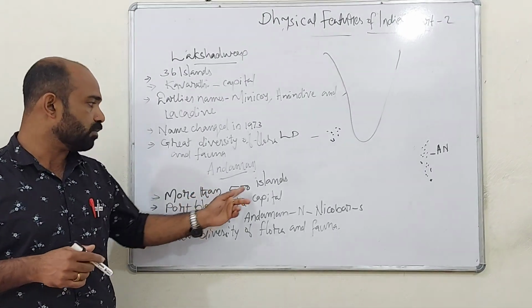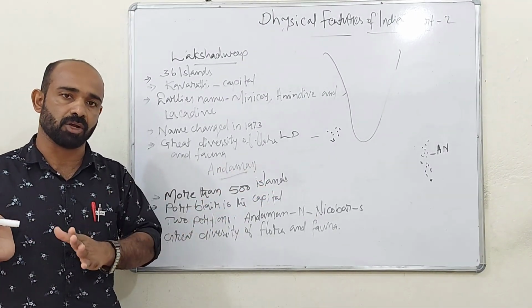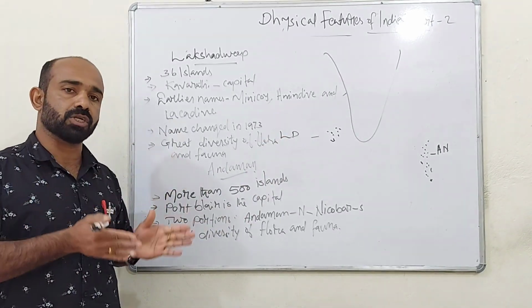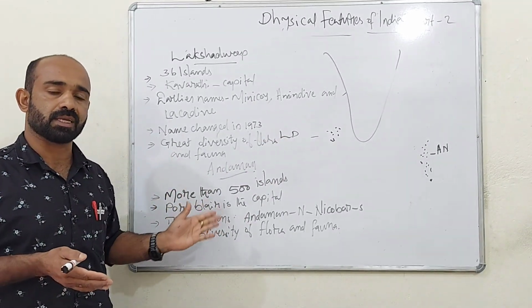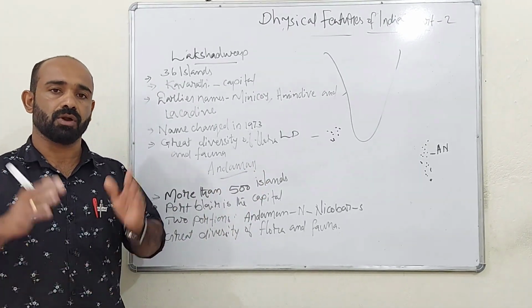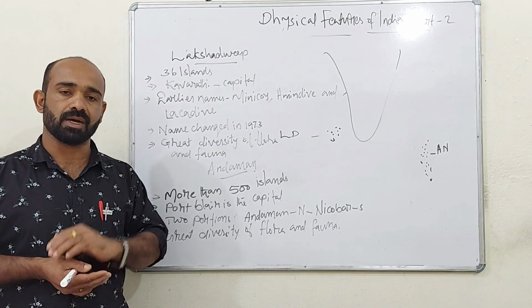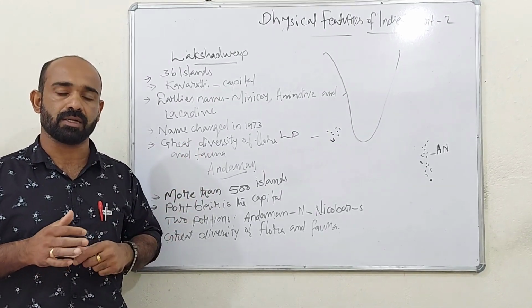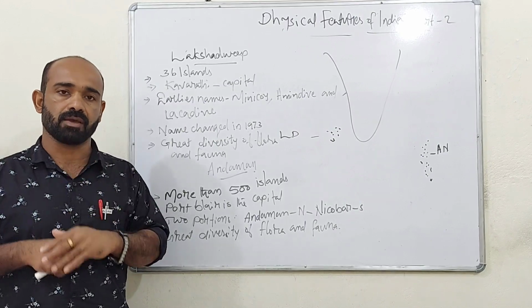So once again, more than 500 islands are there in the Andaman and Nicobar Islands. The northern portion is known as Andaman, the southern portion is known as Nicobar. Port Blair is the capital, and here also great variety of flora and fauna is found. So all of you go through this chapter very thoroughly, read again and again, understand the topic and answer the given questions.